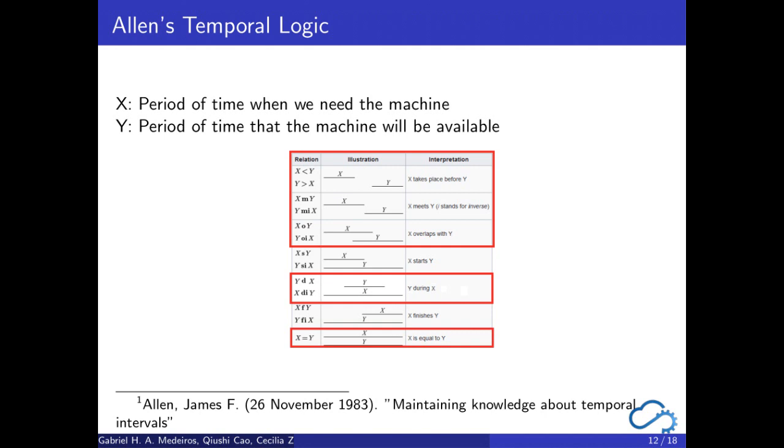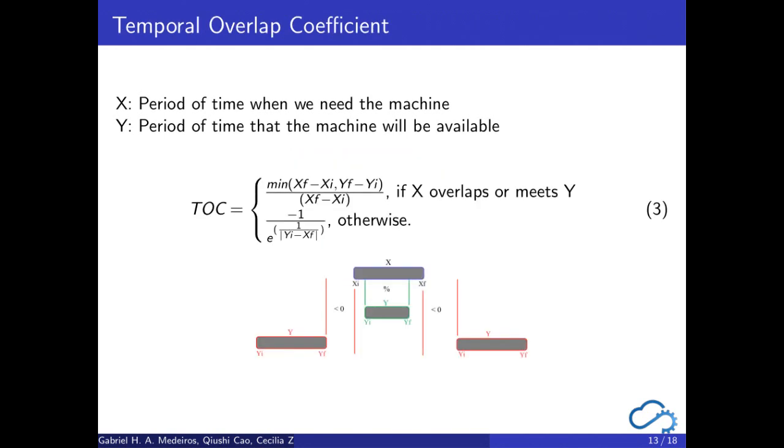This logic represents ways in which an ordered pair of time intervals can be related. Suppose that X is the period of time that the company needs the machine and Y is the period of time that the machine will be available. If we ignore the cause and consequence relationships, according to Allen's logic, we will have the relationships marked in red, where the time periods do not meet or overlap. At this point, it is clear that there is a need to measure this time correlation in some way, and that the value of this measure must be included in the parameter front calculation. For this, the temporal overlap coefficient, or TOC, was formulated.